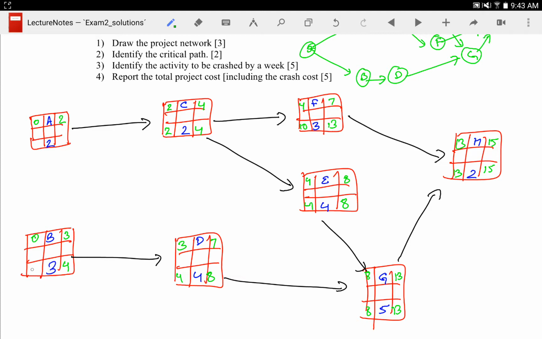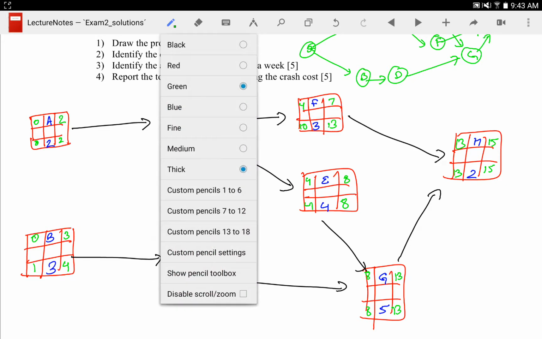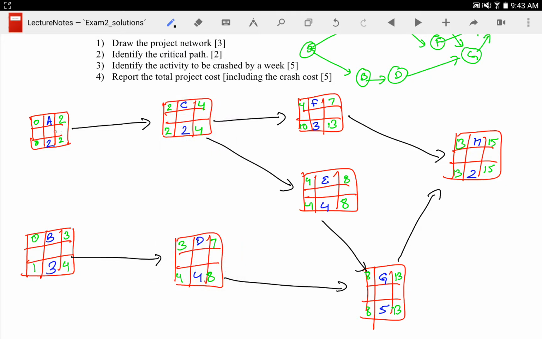So this is 4 here and 1 here, 2 here and 0. Alright, now we are ready to identify the critical path. Before identifying the critical path, we can see the slack. So the slack is 0, 1, 0, 1, 6, 0, 0 and 0.